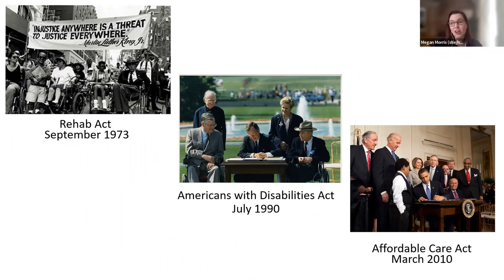As was mentioned, there are multiple federal laws that require provision of equitable care to individuals with disabilities, starting with the Rehab Act of 1973, which was further reinforced with the Americans with Disabilities Act in 1990, and most recently, the Affordable Care Act of 2010, which again reinforces and in some cases expands the requirements for provision of equitable care to individuals with disabilities. So you'll hear throughout our presentation today that despite these 3 laws that have been around for decades, we still see pretty significant disparities and challenges with accessing high quality healthcare services. Next slide.